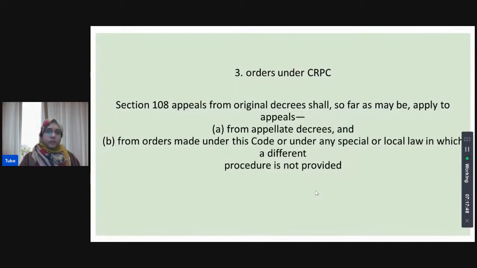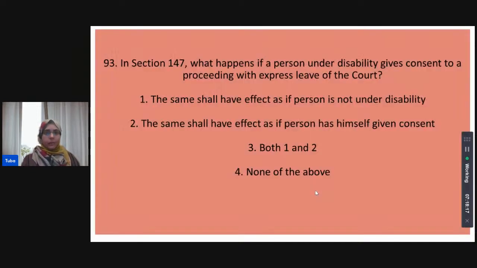It is orders under CRPC, right? Section 108 states that appeals from original decrees shall, so far as may be, apply to appeals from appellate decrees. So appellate decrees could not have been the correct answer there. Orders made under this code, CPC, could not have been the answer either. Orders made under special or local law, in which a different procedure is not provided, so it could not have been any other law. That only leaves CRPC. So, CRPC orders was the correct answer.